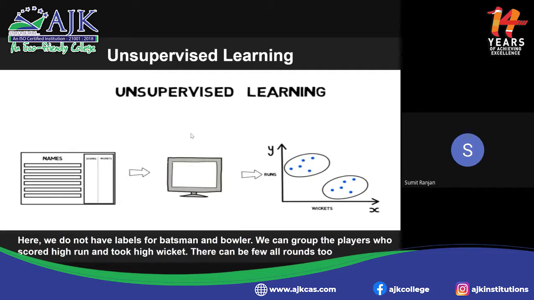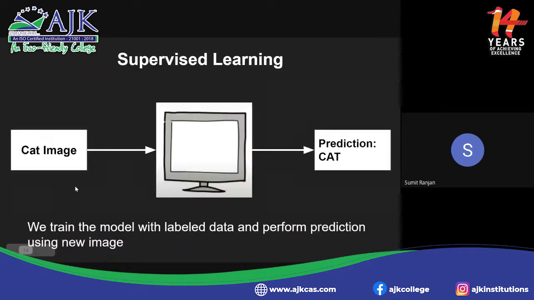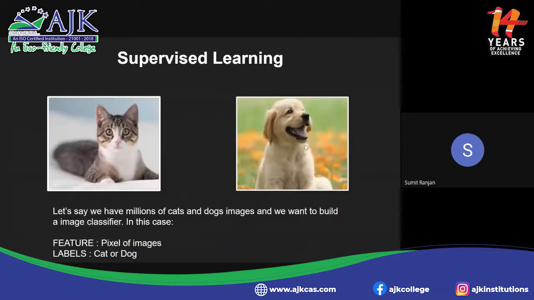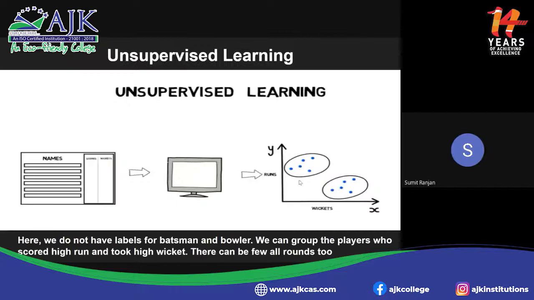So this I didn't do it. Let's say we have millions of data points and we want to find out which are the all-rounders, which are the batsmen and bowlers. We just feed it into this model and it will give you the groups. So here we are not telling it, look, this is a cat or dog, or batsman or bowler. We are not telling, right? It's identifying by itself. So this is one of the use cases.